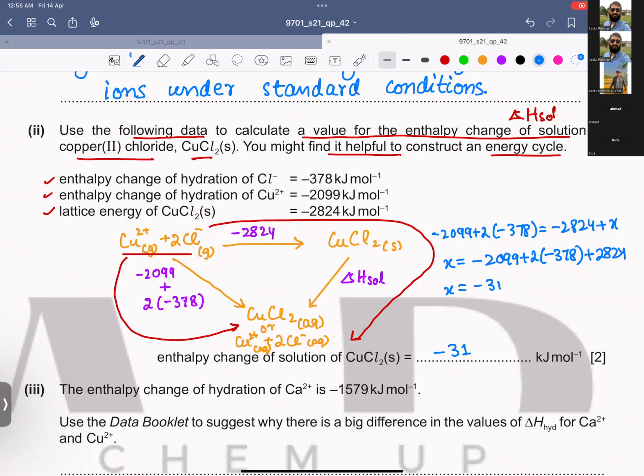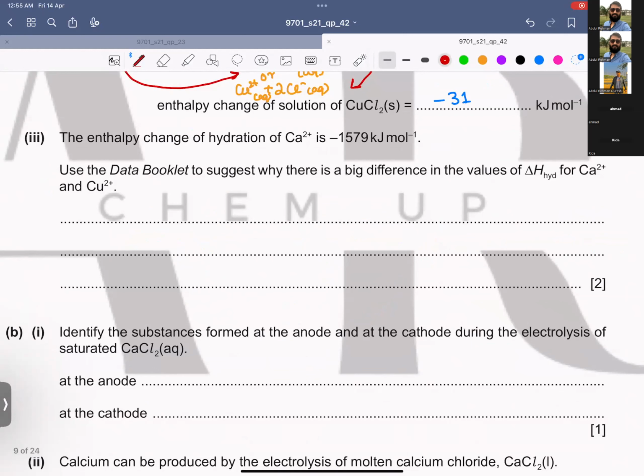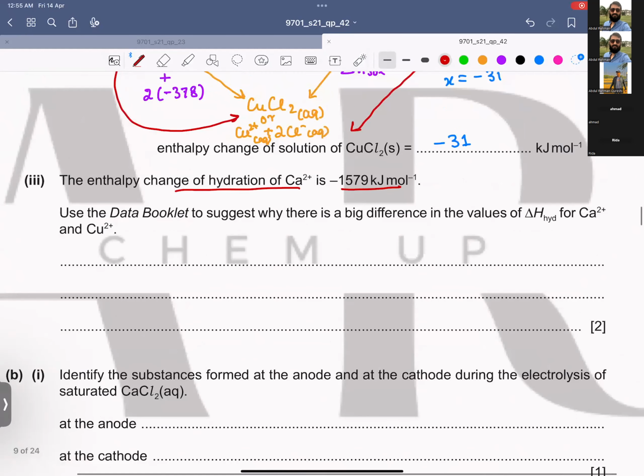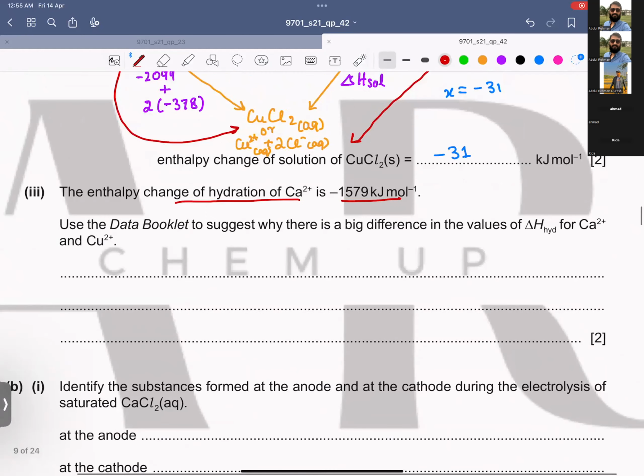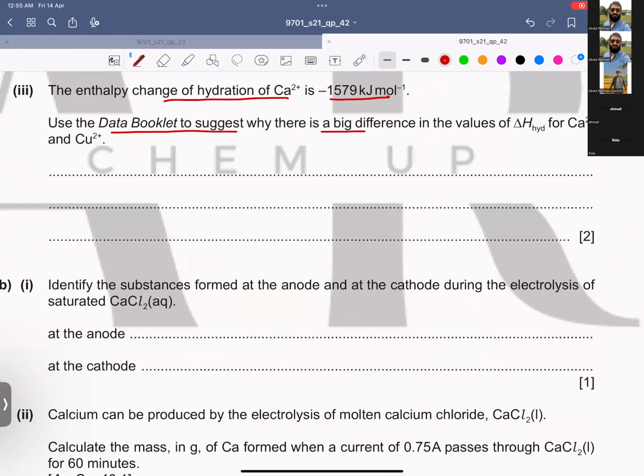Okay. The enthalpy change of hydration of calcium 2 positive ion is minus 1579 kilojoule per mole. Use the data booklet to suggest why there is a big difference in the values of enthalpy change of hydration of calcium and copper 2 positive. So what do you think, what do we have to look for in the data booklet for this?